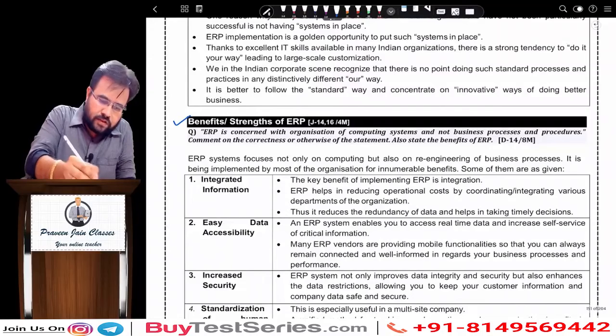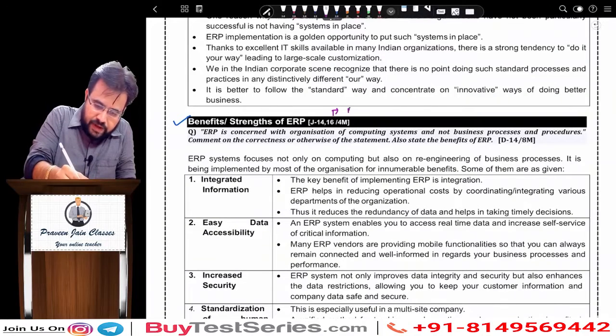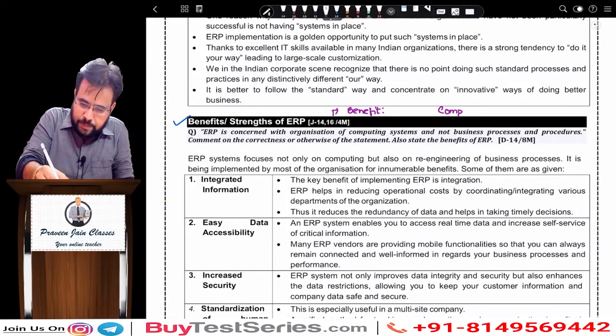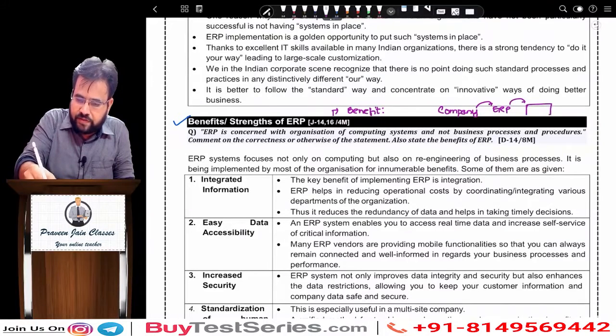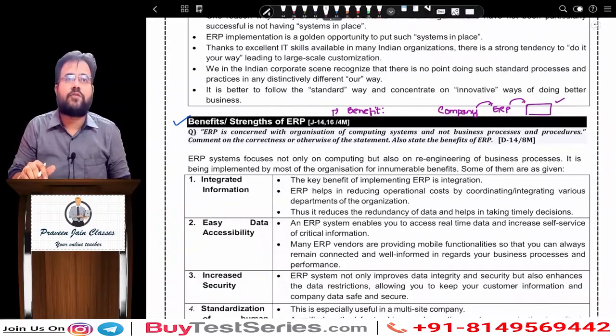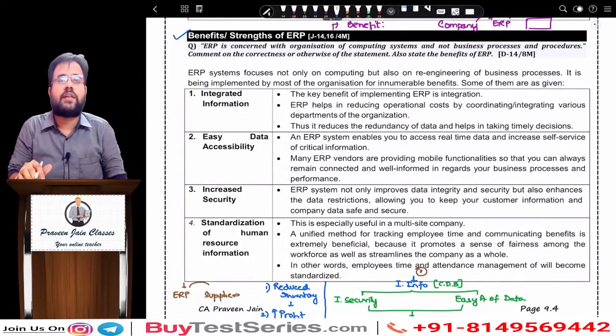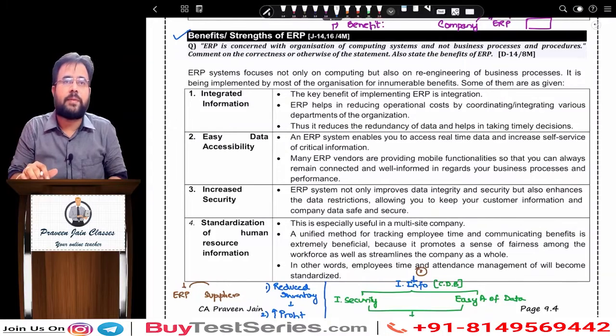What benefits will a company get if they implement ERP? If any company is implementing ERP, what benefit are they going to get is what we have to understand. Let us understand what the benefits are which a company will get by implementing ERP.